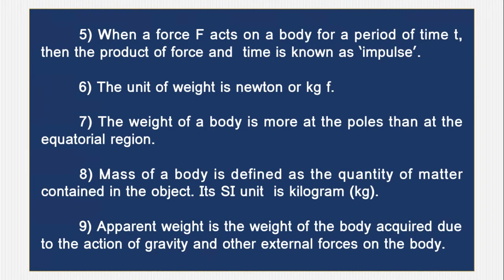5. When a force F acts on a body for a period of time t, then the product of force and time is known as impulse. 6. The unit of weight is Newton or kgf. 7. The weight of a body is more at the poles than at the equatorial region. 8. Mass of a body is defined as the quantity of matter contained in the object. Its SI unit is kilogram, kg. 9. Apparent weight is the weight of the body acquired due to the action of gravity and other external forces on the body.